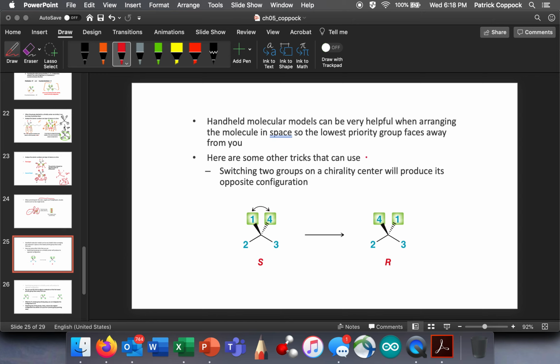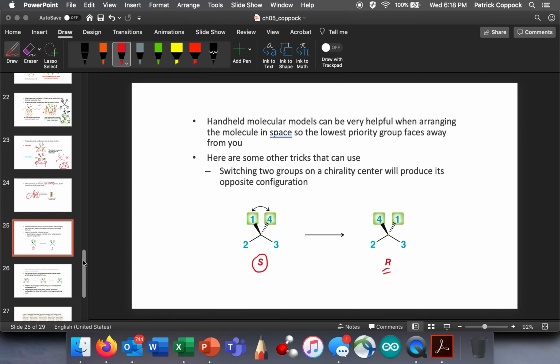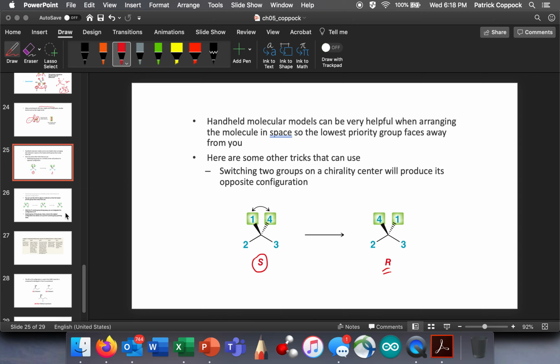All right. Now, here's some other tricks. If you want to get number 4 in back, we showed the one trick, which was just turning the whole thing around. But another trick is to only switch 2 atoms, any 2 atoms, and just assume that if you started with S, your new model is R. Does that make sense? Any two atoms switched, or any two groups switched, is going to change the orientation.